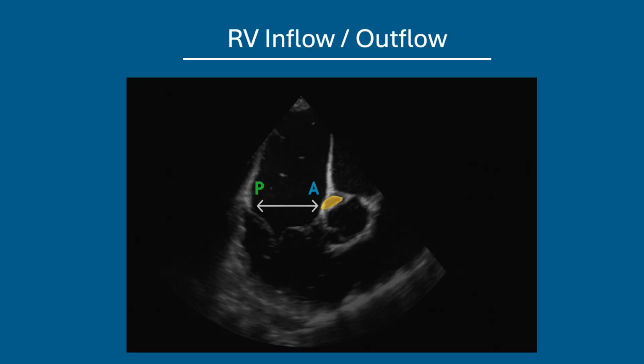There are two essential windows for imaging the tricuspid valve by TEE. The first view is the RV inflow-outflow view. Here in this image you can see that the anterior leaflet in the RV inflow-outflow view is close to the aortic valve, which is presented medially, and laterally is the posterior leaflet of the tricuspid valve.